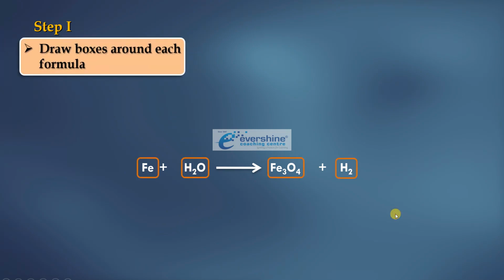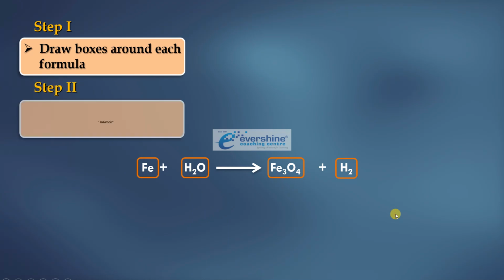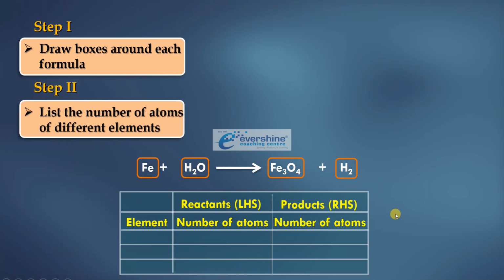Now first, can we draw the boxes? Good. Next step is what? We have to count the number of elements. How many elements are there? Fe is 1 element, hydrogen is 1 element, oxygen is 1 element. If you want, you can write the names of the elements as you can see here in this reaction. Fe, number of atoms present in Fe, 1. Number of atoms present in Fe, 3. Number of hydrogens present is 2. On the product side, how many hydrogens are present? 2. Oxygen, 1. Here oxygen, 4. Can you see this? On the reactant side we have 1 oxygen, on the product side we have 4 oxygen.